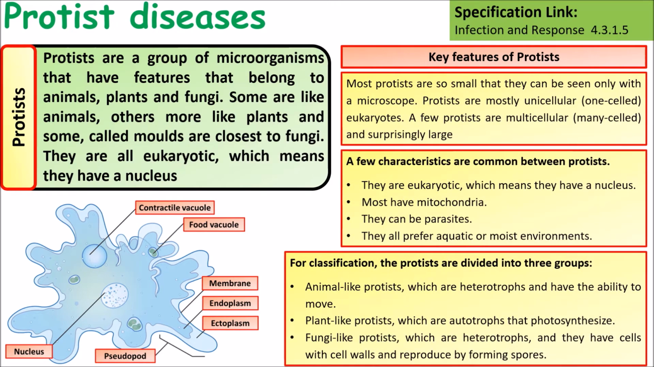Most protists are small and can only be seen with a microscope. They're usually unicellular. They are eukaryotic, which means they have a nucleus. Most have mitochondria. They can be parasitic. They all prefer moist environments. And they can be classified into three groups. So you can have animal-like protists, plant-like protists, and fungi-like protists.